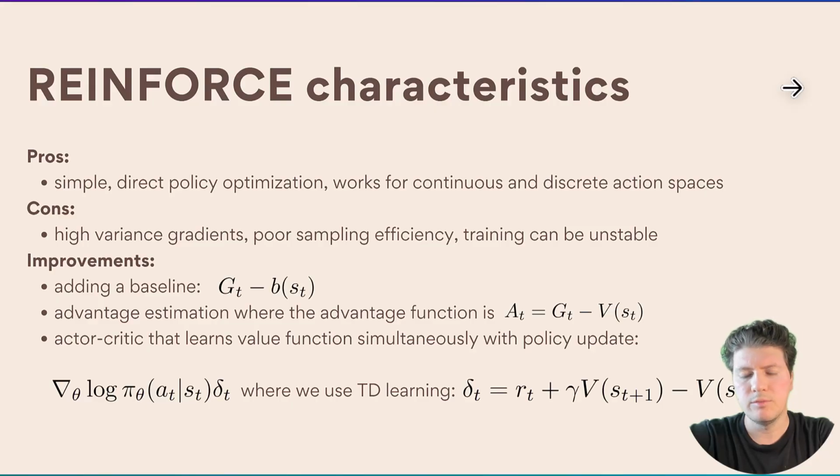There are several ways to improve upon the cons. First is by introducing a baseline, by subtracting a baseline from the cumulative discounted rewards G_t. If we choose the baseline to be the value function at state S_t, we get an advantage estimate. Further, if we utilize TD learning, which stands for temporal difference learning, with the update as shown, we get the actor-critic algorithm. As you can see, REINFORCE is foundational to many modern RL policy gradient algorithms.